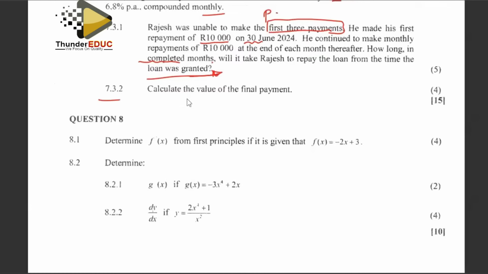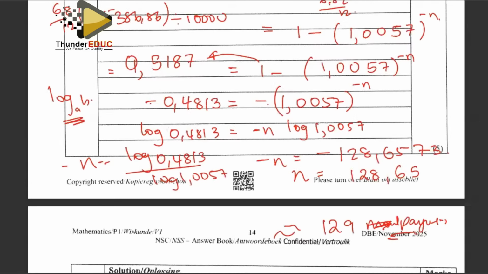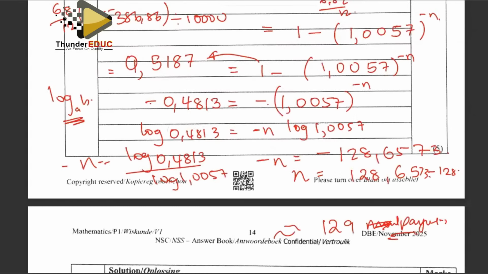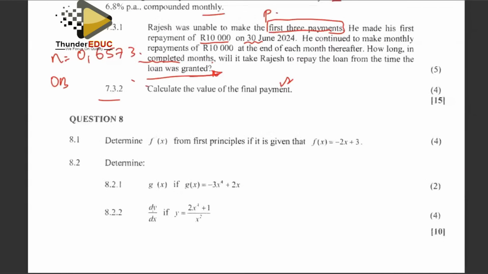7.3.2, calculate the value of the final payment. So we know that the final payment is not going to be full, since we are saying that it's going to make 128 full payments. We need to subtract this from 128, okay? Let me keep the 7.3 here so that I look for the outstanding balance. So the n is going to be 0.6573. I'll just keep the value and then find the answer.